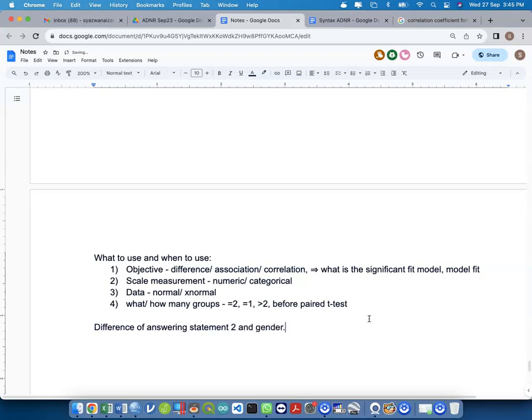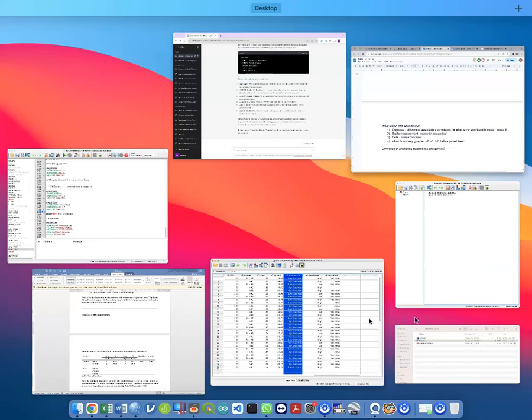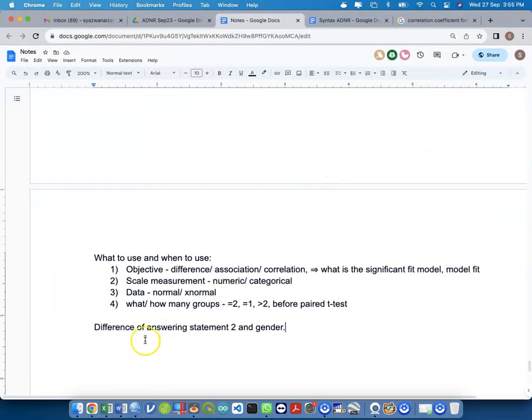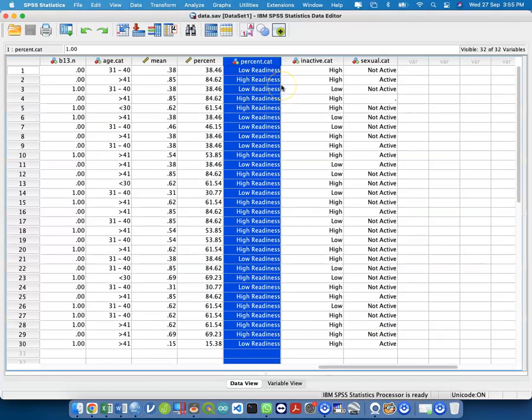Is there a difference? What is the difference? Is there a difference or is there no difference? Please answer that one. Try to answer this question. So the question is very simple: the difference of answering statement 2. Statement 2 is actually the B2, as I give you the hint here, the B2 and the gender. So you already guessed this, the chi-square.